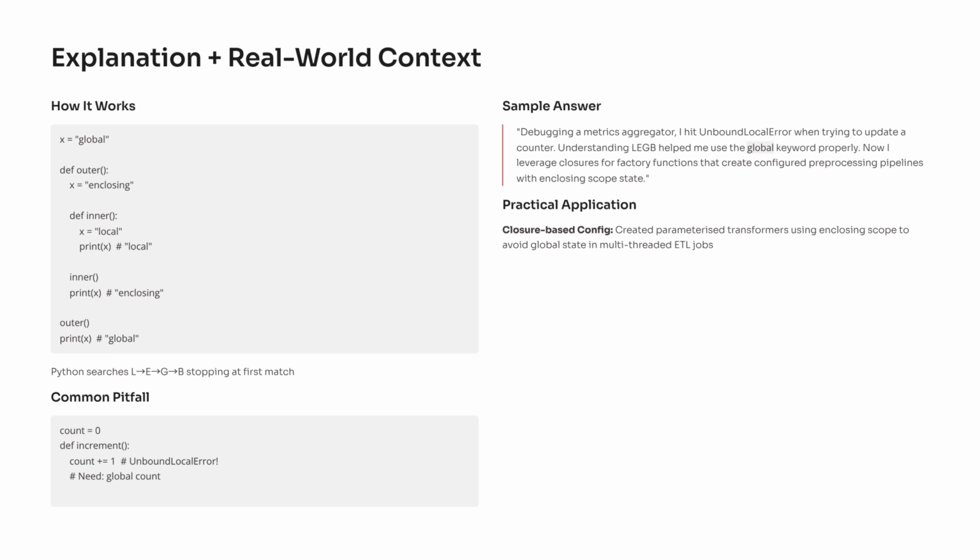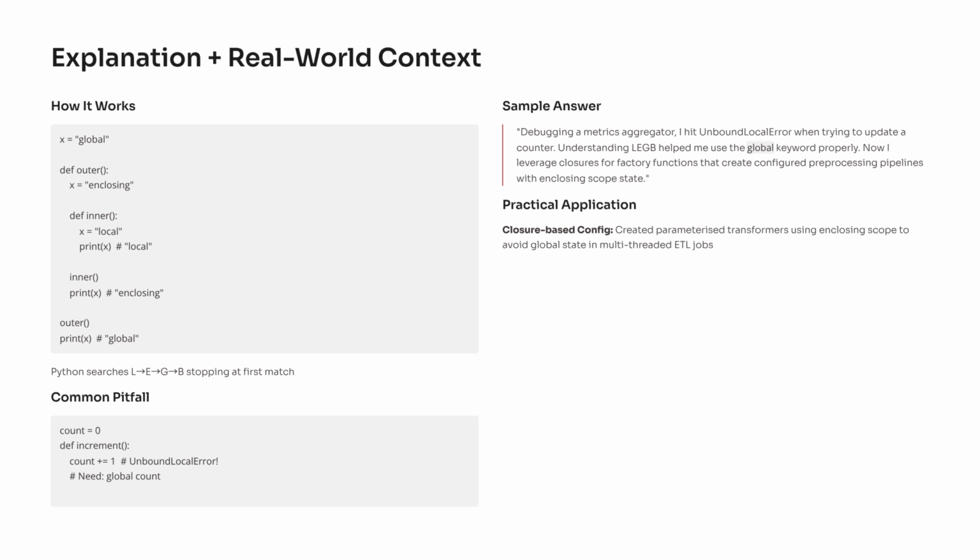Now, let's bring this to life with a simple example. Imagine you define a variable at the top of your file. That's global. Inside a function, you define another variable with the same name. That's local. And inside a nested function, you define it again. That's enclosing. When Python needs that variable, it starts by checking the local function first.